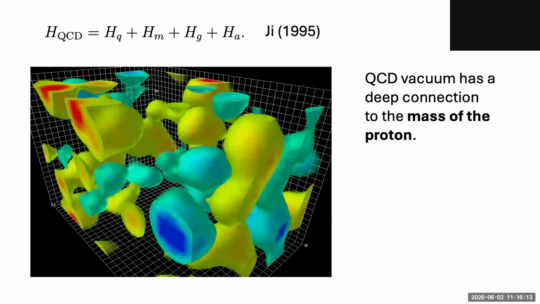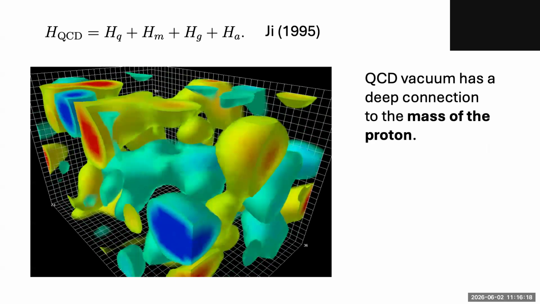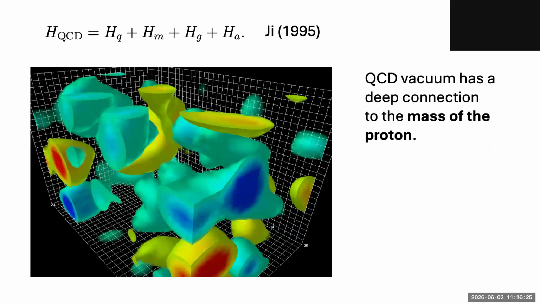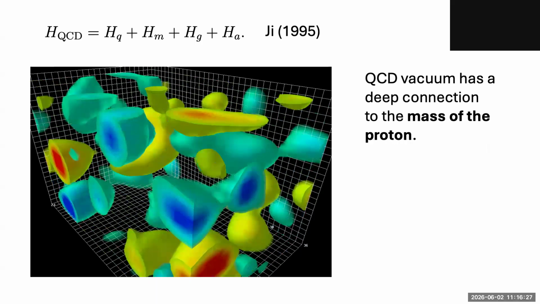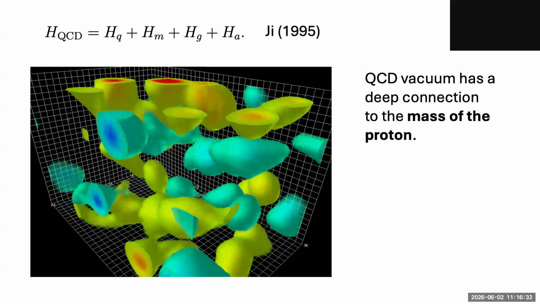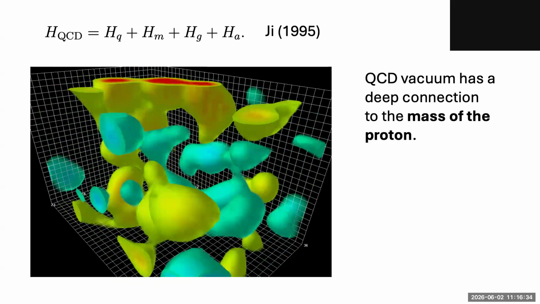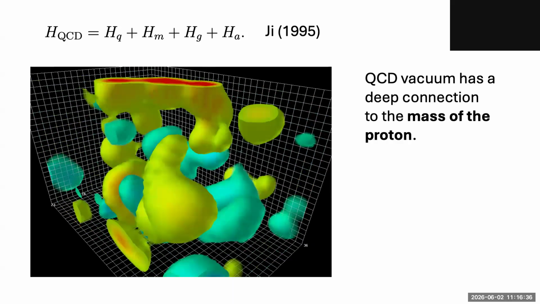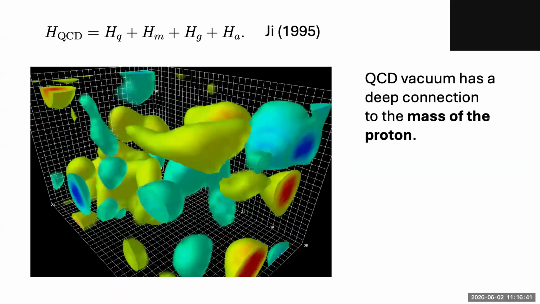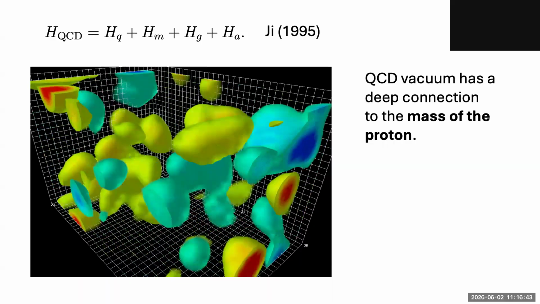Here I only have one line, okay? I was kind of lazy to make slides, but this is basically Xiangdong Ji in 95. He actually proposed for the first time how to decompose into different terms. So basically this dynamical generation of mass is a combination of these terms, right? How do quarks interact with the vacuum? And this effectively contributes to the proton. But the thing I want you to remember from this picture is that this dynamical generation of mass has a very deep connection to the QCD vacuum.